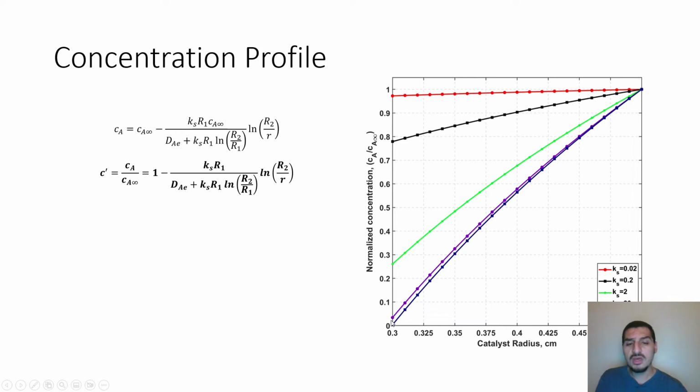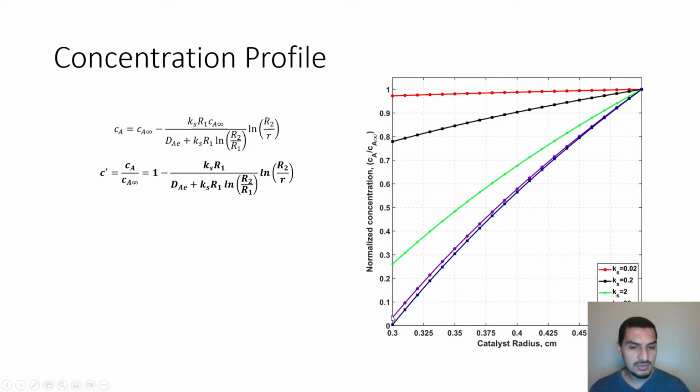In case of having a very fast reaction at Ks equals 200, you'd see the concentration at the surface is 0, which takes us back to the boundary condition that we mentioned earlier: if the reaction is very fast, then the concentration at the surface is 0, because once the species arrives and reaches the surface, it's totally consumed. So the concentration of A at the surface is 0 when the reaction is very fast. It starts at C infinity and ends at 0.